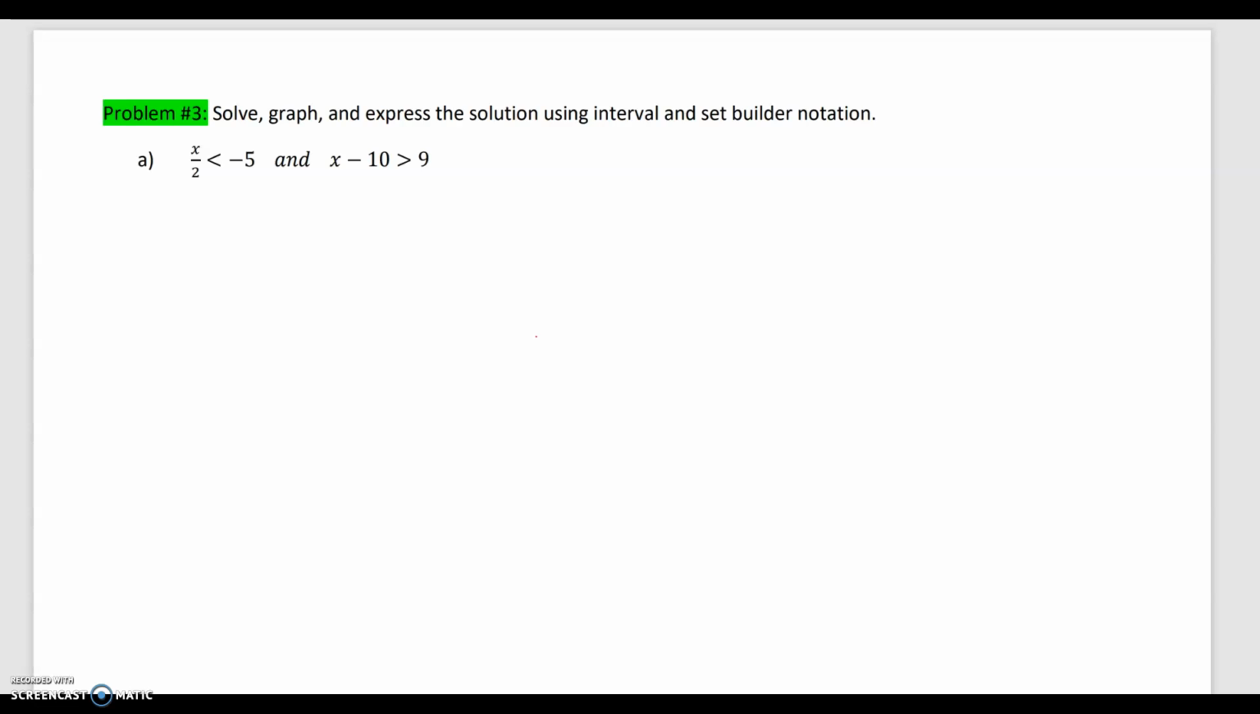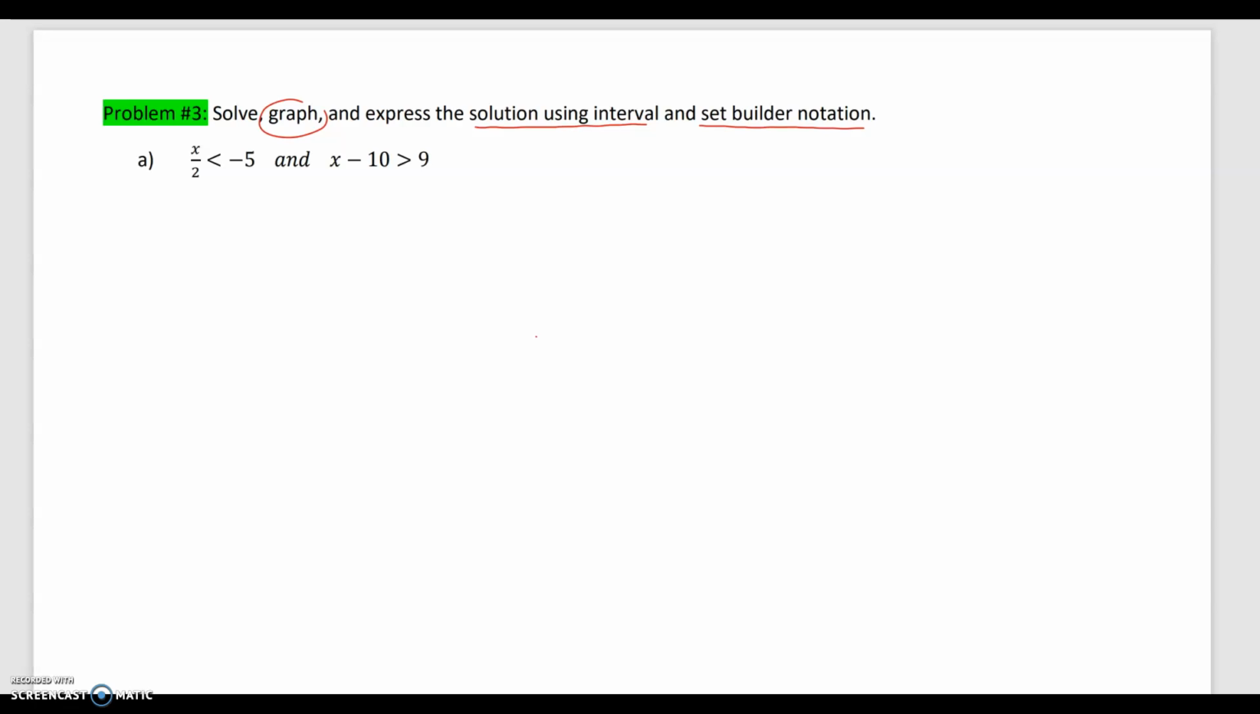Hi class, let's take a look at example 3. Now example 3 has one more set of instructions, which is the set builder notation. We're using the interval notation, also the graph of it.